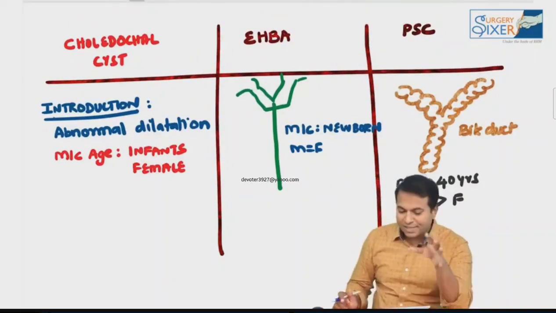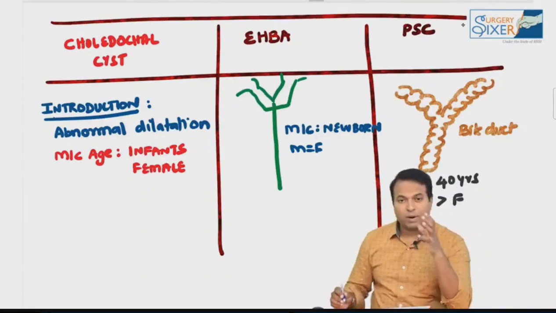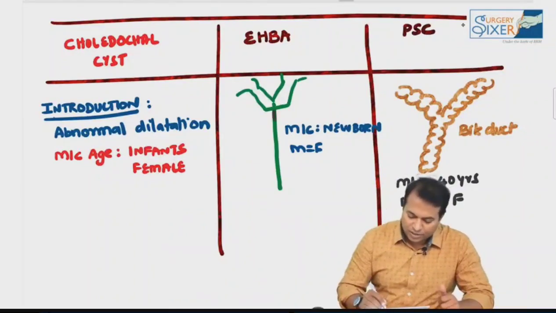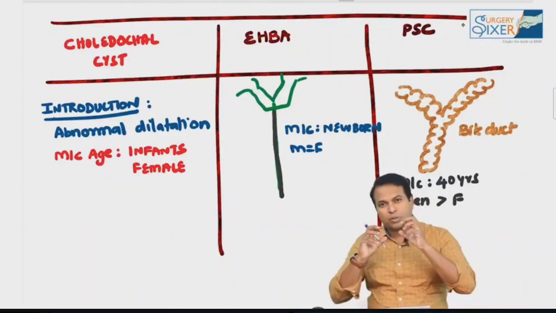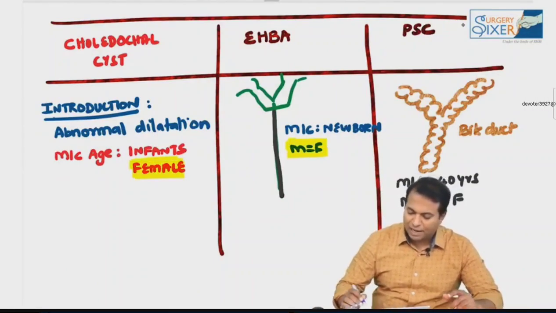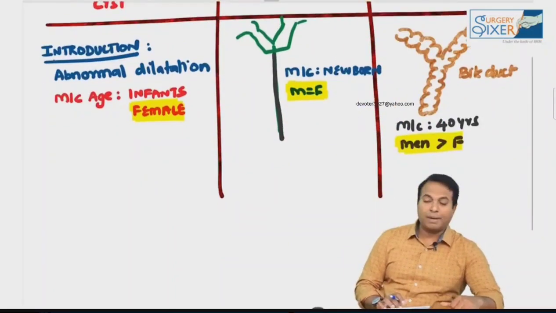Now you can understand how easy it is. If I discuss all together, comparing one over the other, it is easy to remember. Choledochal cyst means abnormal dilatation. EHBA means atresia of the bile duct outside the liver. Primary sclerosing cholangitis means sclerosing with dilatation of the bile duct. Choledochal cyst is common in females, EHBA is equal in males and females, and primary sclerosing cholangitis is more common among males.